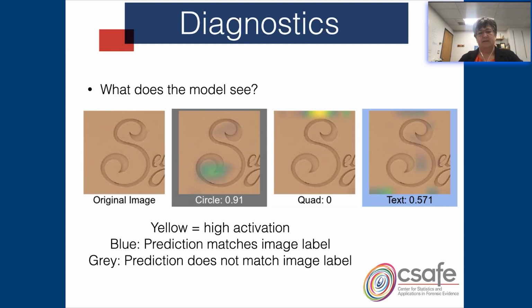So is this a circle? Is this text? How wrong is the model? I still would like to think that the model is not completely wrong with the circle. It's definitely a circular shape, but it depends on the definition of what a circle is and what text is.